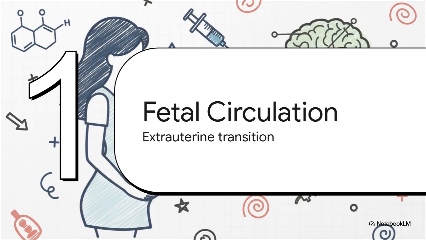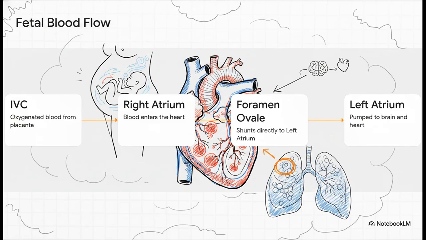Let's bring it home with Section 4, Fetal Circulation. We're going to follow the flow of blood to understand the newborn's highly unique circulation and its complex transition to extrauterine life. So in utero, the fetal lungs are essentially non-functional. They're filled with fluid and highly resistant to blood flow. Because of this, oxygenated blood returning from the placenta has to take a specific parallel path to bypass the lungs.